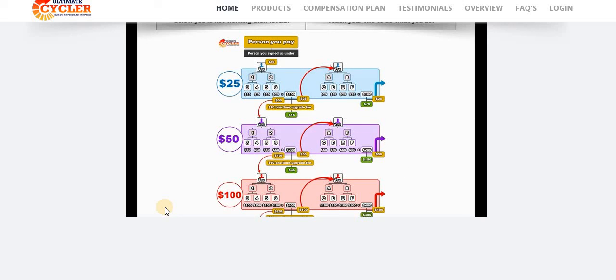So guys, that's the compensation plan. It is just a phenomenal 100% payout, and all direct instant pay as well. It's revolutionary, and it just flat out works.